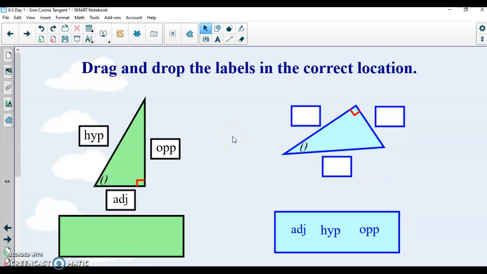Take a second, pause this video, and see if you can identify the three side lengths on the blue triangle.